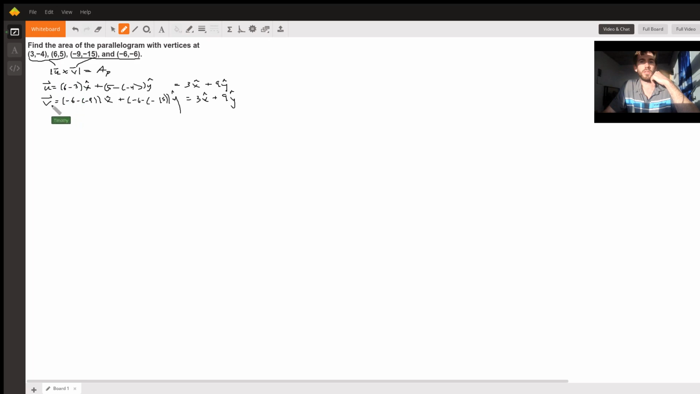So for v, same concept. We look at our x coordinates, negative 6 minus negative 9 in the x hat. And that just ends up being 9 minus 6, which is 3 x hat. And then negative 6 minus negative 15, which is 15 minus 6. And yeah, that's going to be 9 in the y hat. So we have identical vectors.